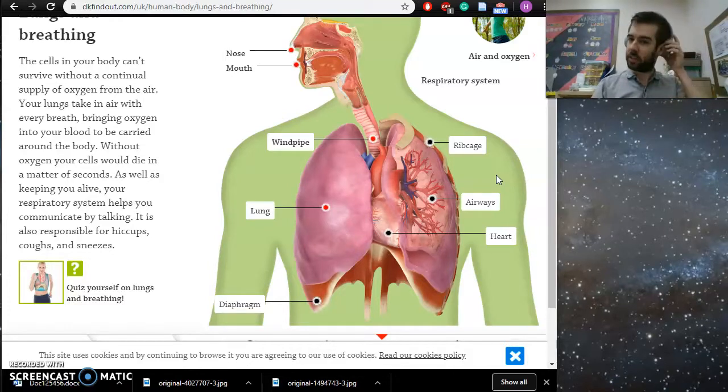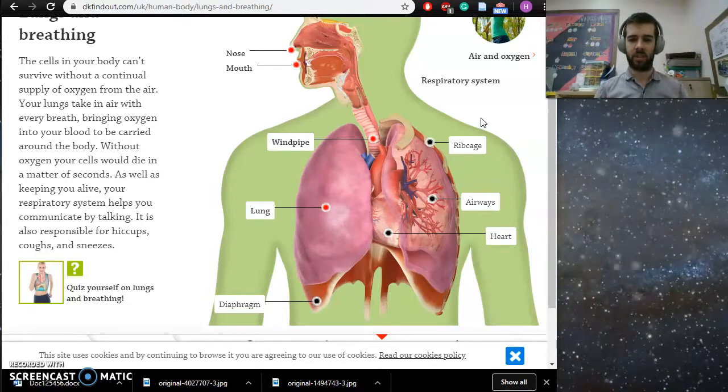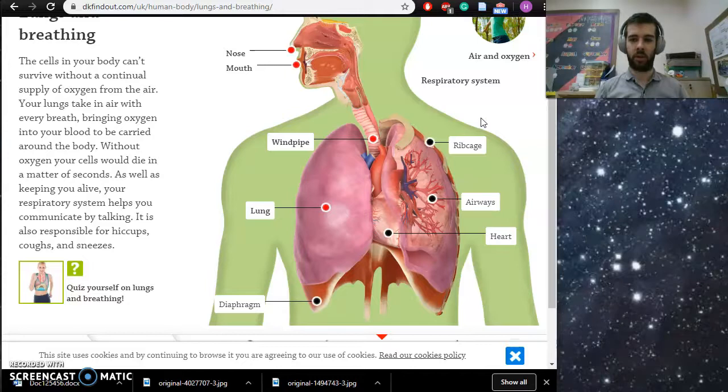Sorry, my ear gets a little bit itchy under these headphones, but they are better than the microphone on my computer. So, our heart also sits just behind our lungs. Our heart is here because as oxygen is brought in, it needs to be sent around our body through our blood, and obviously the heart is constantly pumping blood around our body. So it's also a really important part of the whole system.